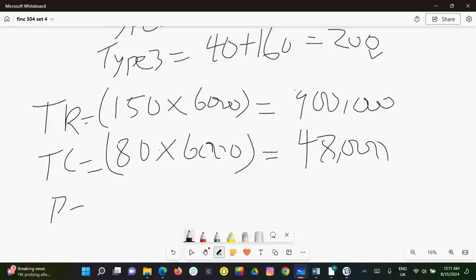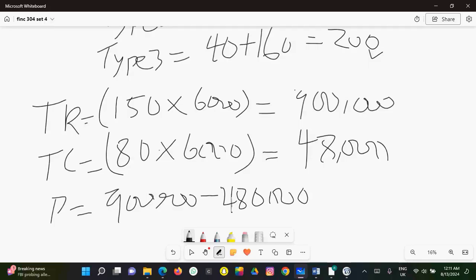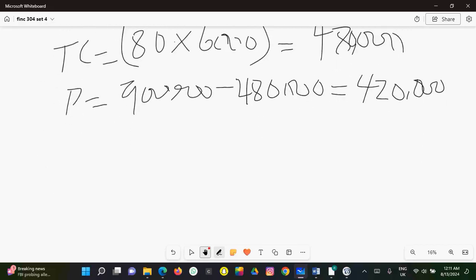And then our profit is going to be 900,000 minus 480,000, which is going to be 420,000 for that particular strategy. Now let's go to the 4th strategy.